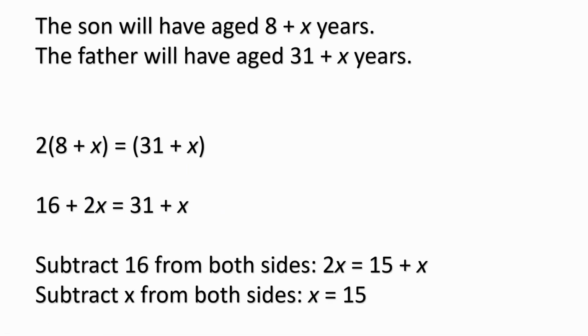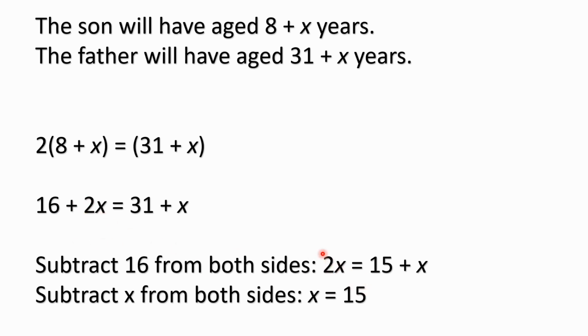So if we try to simplify that, take the 2 times the 8, you're going to get 16 down here. 2 times the x is 2x. So you have 16 plus 2x equals 31 plus x. Now from here you can subtract 16 from both sides of the equation. So if you're taking the 16 from the left side of the equation, 16 minus 16 is nothing. So you're just left with this 2x.